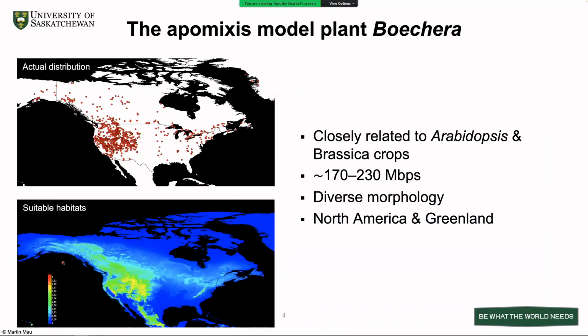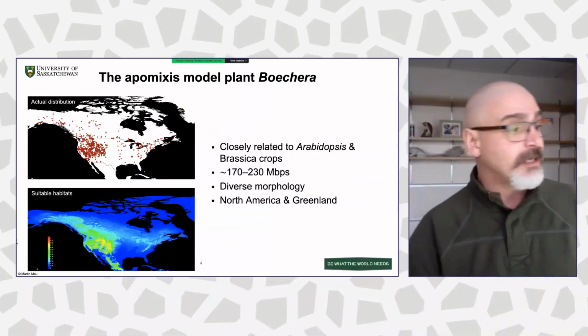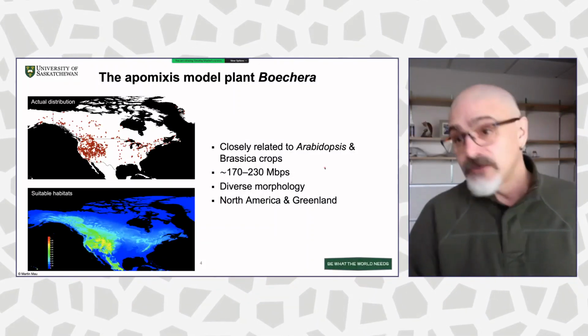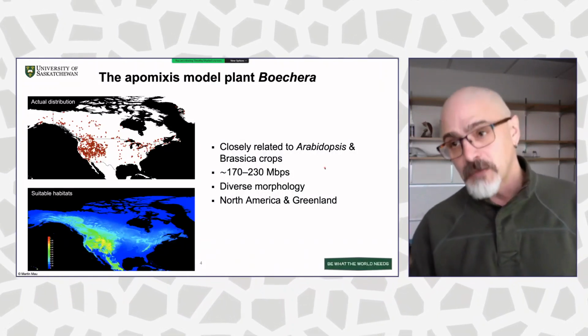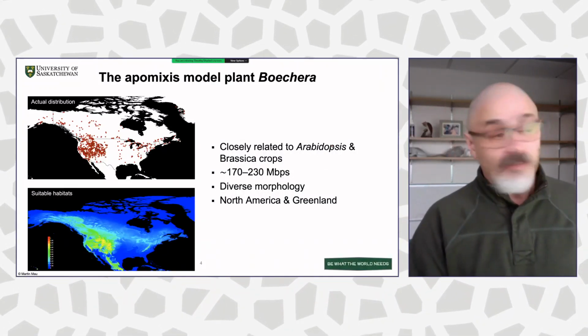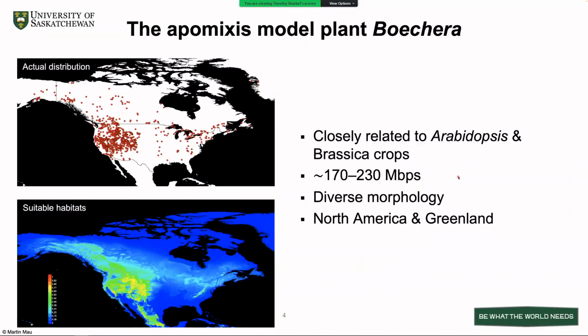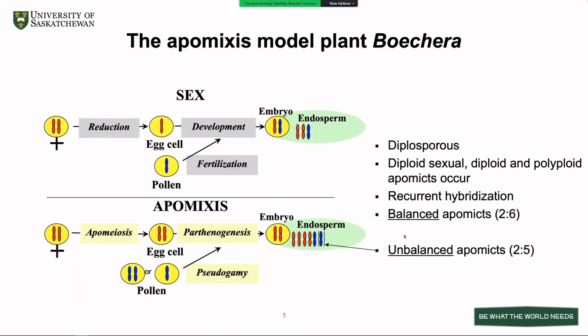I started working on this at the Max Planck Institute, and I would extend a very significant thank you to Tom Mitchell-Olds, who was my supervisor at the time, more than 20 years ago. He's the one that introduced me to Boechera. It's closely related to Arabidopsis, so it's a wild brassica plant, and obviously it's close to brassica crops. It's got a very reasonable genome to work with, between 170 to 230 megabase pairs. And it's found throughout North America and Greenland.